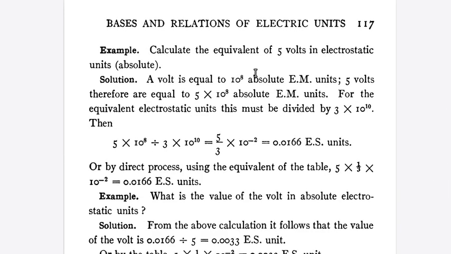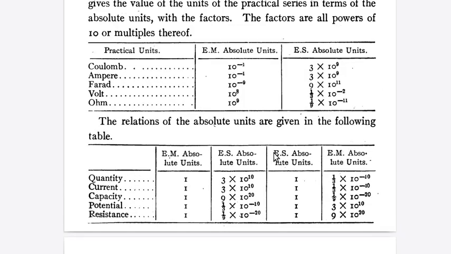Solution, a volt is equal to 10 raised to the power of 8 absolute electromagnetic units. Therefore, 5 volts are equal to 5 multiplied by 10 raised to the power of 8 absolute electromagnetic units. For the equivalent electrostatic units, this must be divided by 3 multiplied by 10 raised to the power of 10. 5 multiplied by 10 raised to the power of 8 divided by 3 multiplied by 10 raised to the power of 10 equals 5 divided by 3 multiplied by 10 raised to the power of negative 2, which equals 0.0166 electrostatic units. Alternatively, using the table, 5 multiplied by 1/3 multiplied by 10 raised to the power of negative 2 equals 0.0166 electrostatic units.